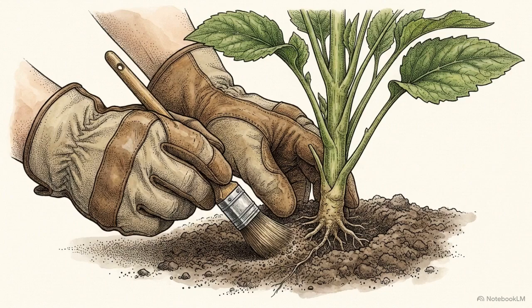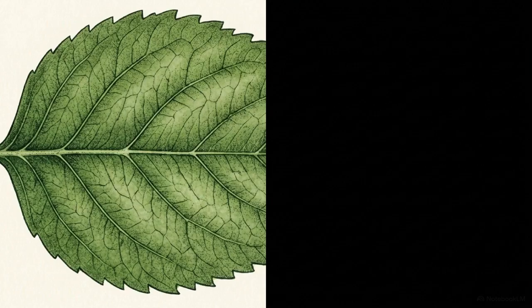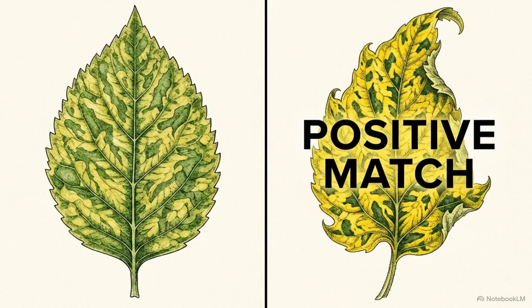Before taking physical samples back to the laboratory, we perform a visual inspection of the entire living plant in its natural environment. Here we have a direct comparison. On the left is a smooth, healthy green leaf. On the right, we see distinct leaf mottling and yellow, mosaic-like chlorotic patches. These are clear visual indicators of a viral or viroid infection.